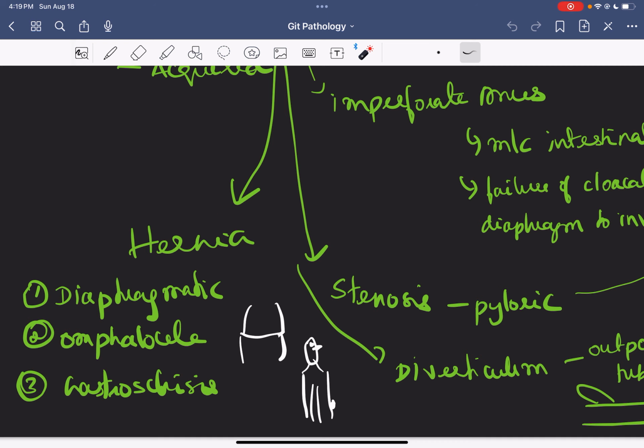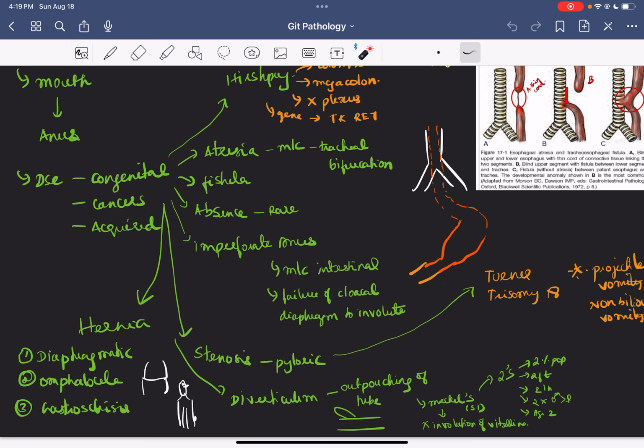Now again, omphalocele is just the movement of abdominal contents through the anterior abdominal musculature, but gastroschisis involves all the layers of the abdominal wall and the abdominal viscera. Okay, that's about hernia. Now what about stenosis?